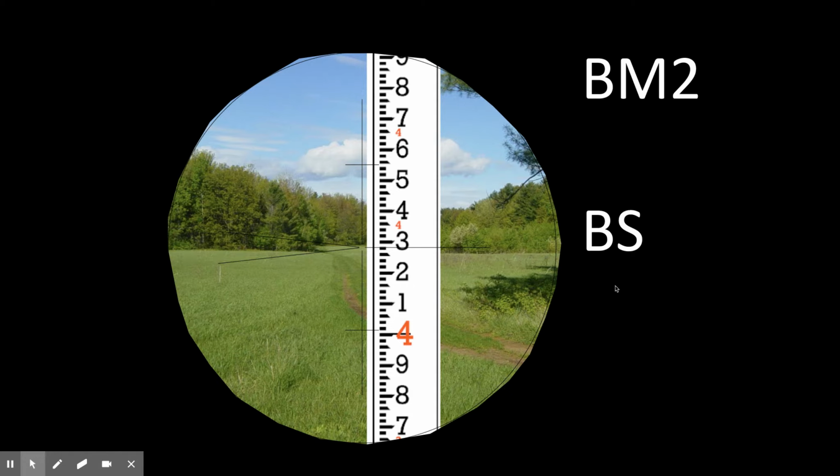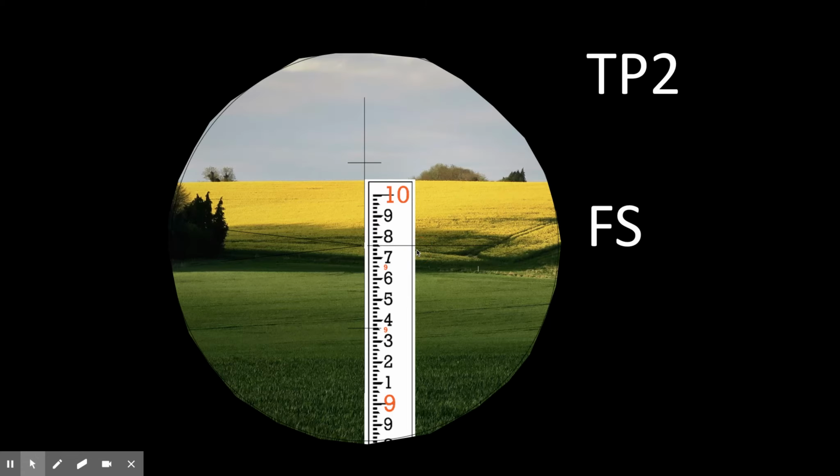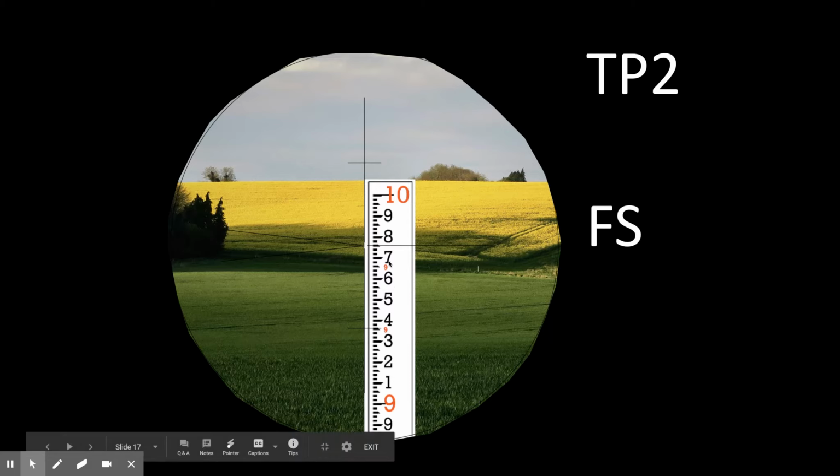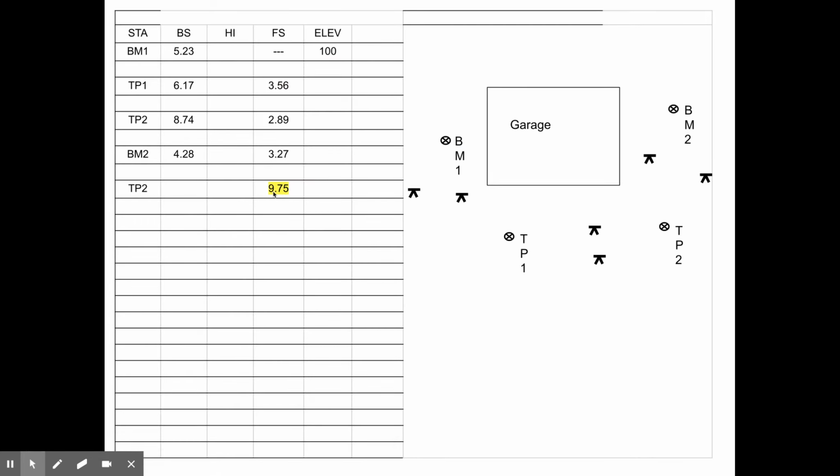4.28 looks like. So 4.28, we write that down, and that's our backside. Now we just retrace our steps. So we do a foresight to turning point 2. When we do our foresight to turning point 2, we get 9.75. We write that down there.